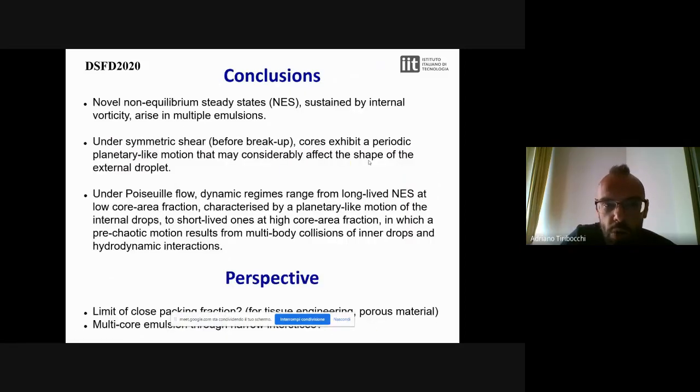So, very quick conclusion: we have seen that in multiple emulsions there are new non-equilibrium steady states mainly triggered by vorticity. Generally, if the volume fraction, the number of cores, is very low, you may observe this periodic motion, whereas if the volume fraction is very high, even under Poiseuille flow, you observe this sort of pre-chaotic motion depending on the multi-body collisions of droplets and hydrodynamic interactions.